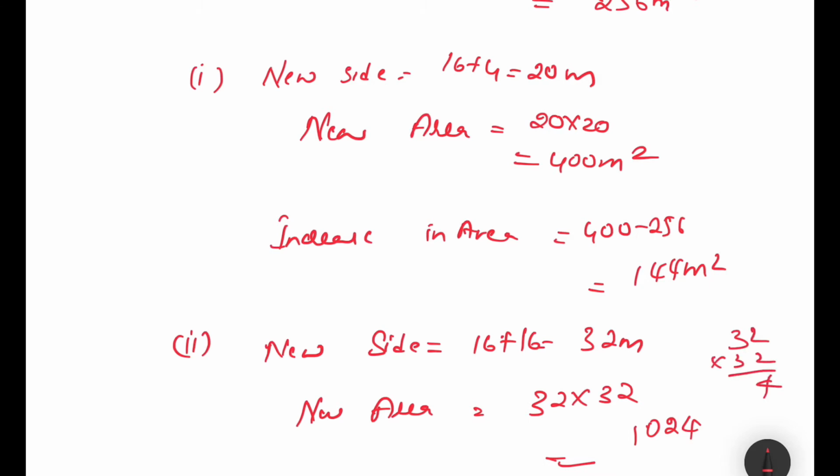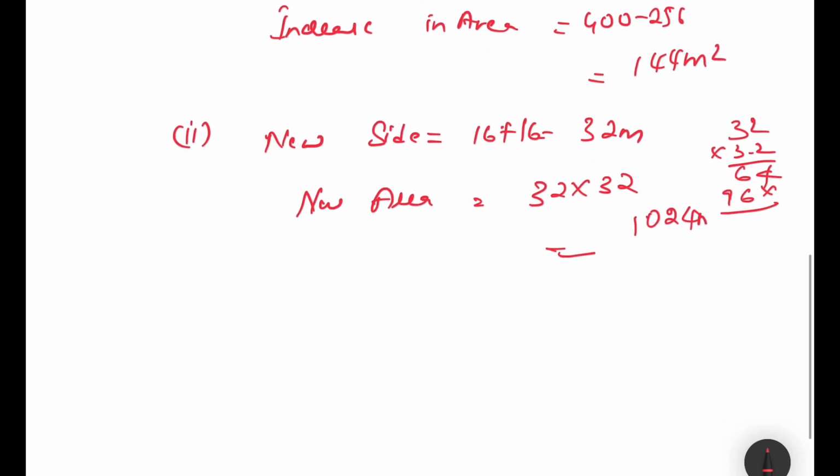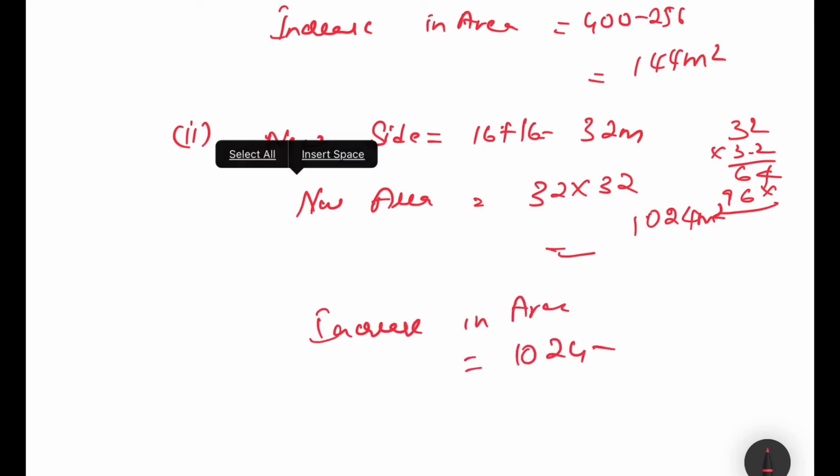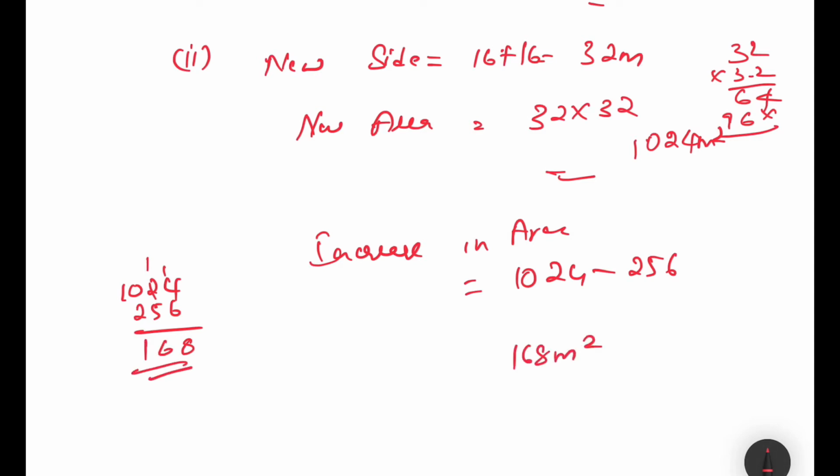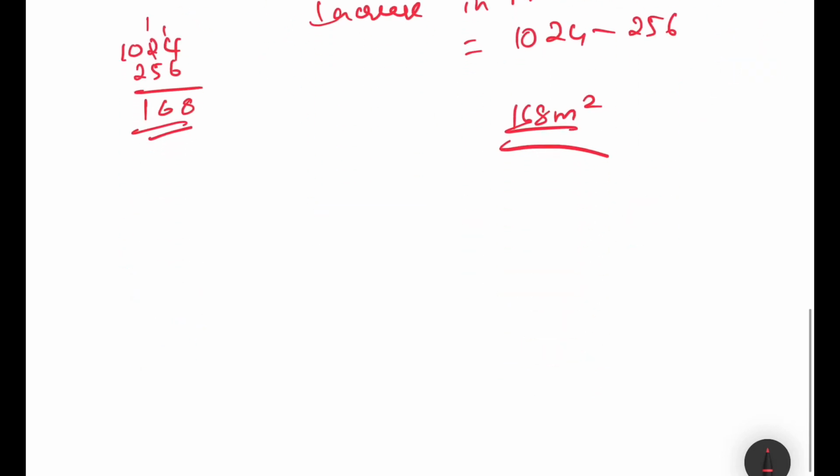2 2s are 4, 2 3s are 6, 3 3s are 9. So you will get 1024 meter square. So increase in area in this case will be what? Increase in area is equal to 1024 minus 256, which will be equal to 768 meter square.